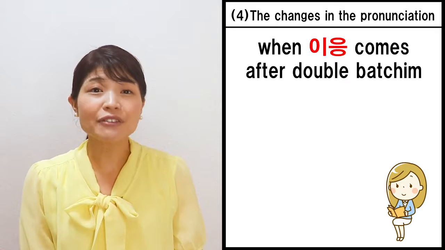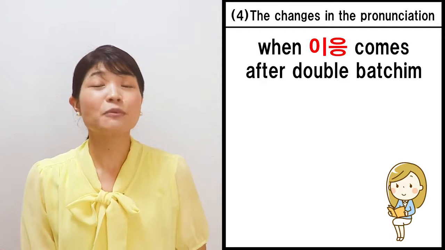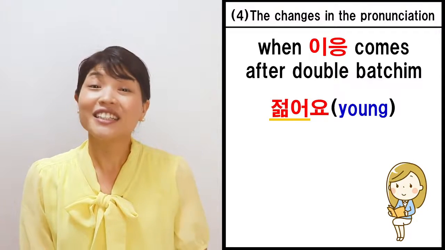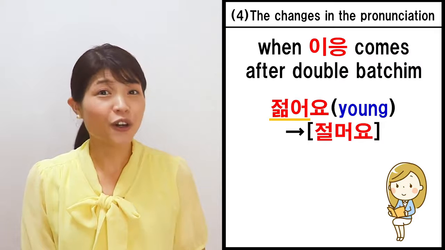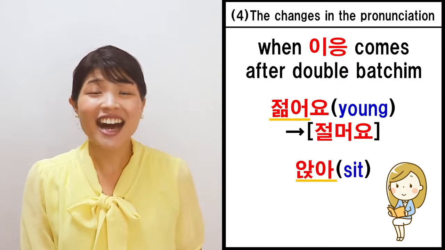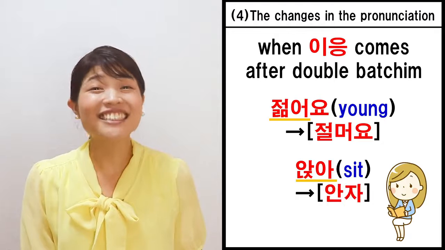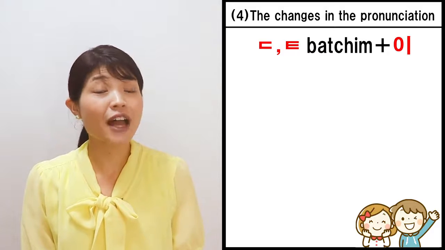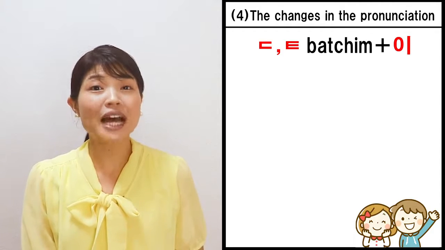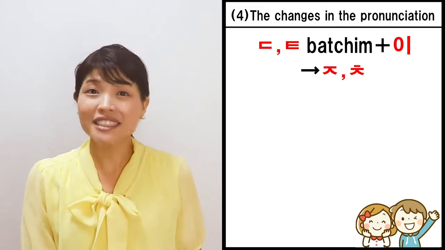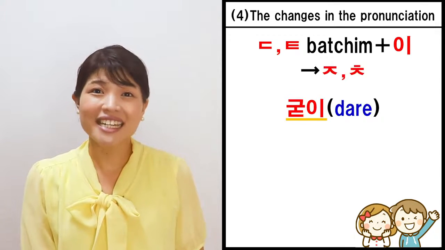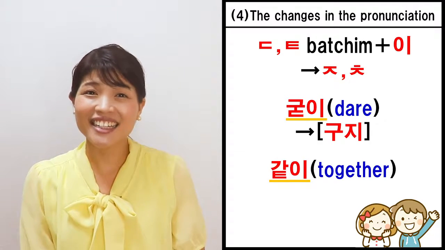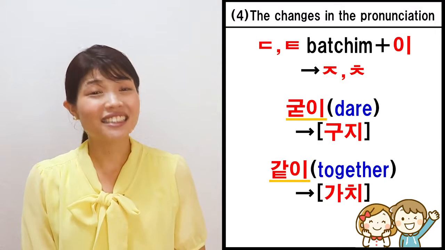When ieung comes after double 받침, you read both double 받침. For example, 젊어요, young, and 앉아, sit. However, if tigut and tiut in 받침 is followed by i, it'll be pronounced as ji and chi. For example, 굳이, there, and 같이, together.